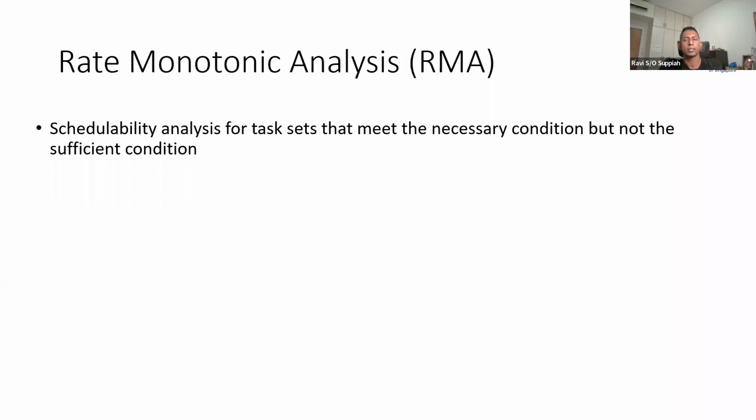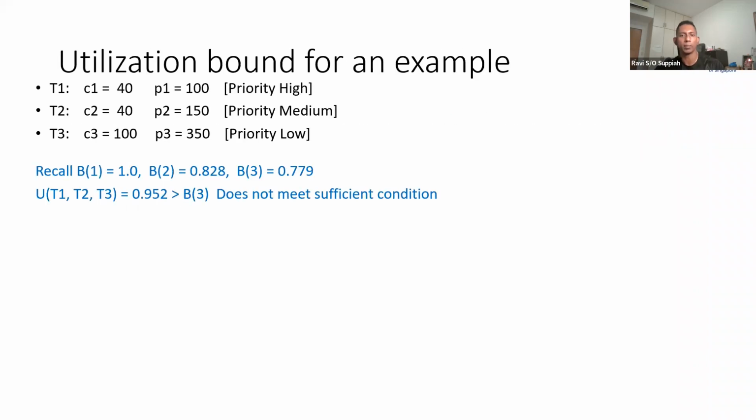For tasks that meet the necessary condition but not the sufficient. So the necessary condition is what? The necessary condition is U less than or equal to 1. The sufficient condition is U less than or equal to the utilization bound. So let's look at how we can proceed with this.